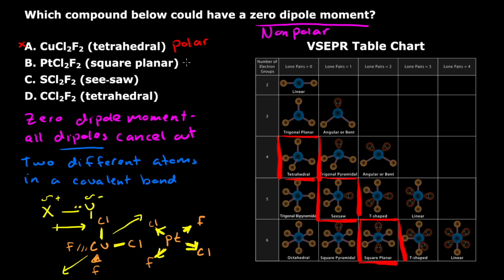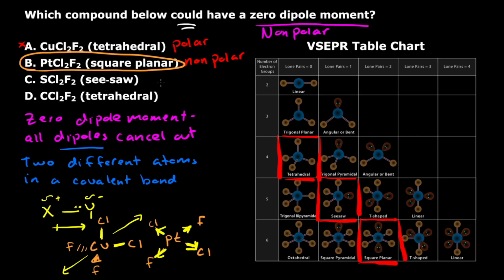So this could be non-polar if it's in this orientation. And notice the question says, which one of these could have a zero dipole moment? Well, this one could have a zero dipole moment if it's faced this way like this. And so now that we know the answer is obviously going to be B, let's see why the answer is not C.